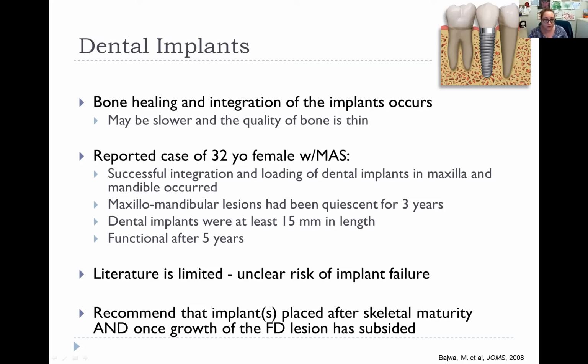That means when you put the crown on top of them, and that the lesions that she had, which were fibrous dysplasia lesions, had not been growing actively for about 3 years at the time of implant placement. And after 5 years, this patient still had successful implants. And this is probably the longest term that I've seen in the literature. But like I said, it's limited, and the risk of implant failure, I would say it's always there, but we just don't have a clear number of what it is in this patient population. Again, I would recommend that for younger people, placing implants after skeletal maturity and once the lesion growth has subsided is probably the best rule of thumb.